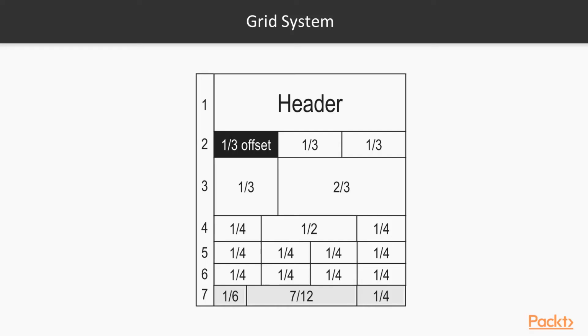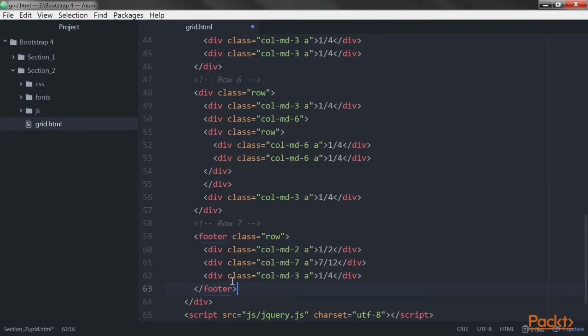Let us now create the last row. This is the structure of the last row. This is the code for the last row. Here we have created the .col-md-2 column, followed by .col-md-7 and .col-md-3. Since this is the last row, we will create the row using the footer tag with these columns. This is our complete code for scaffolding.